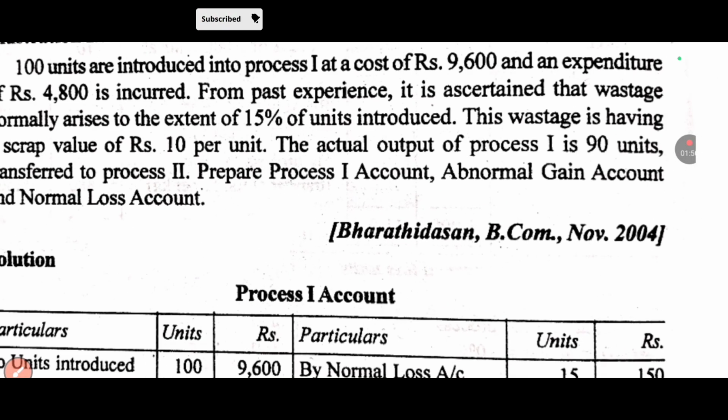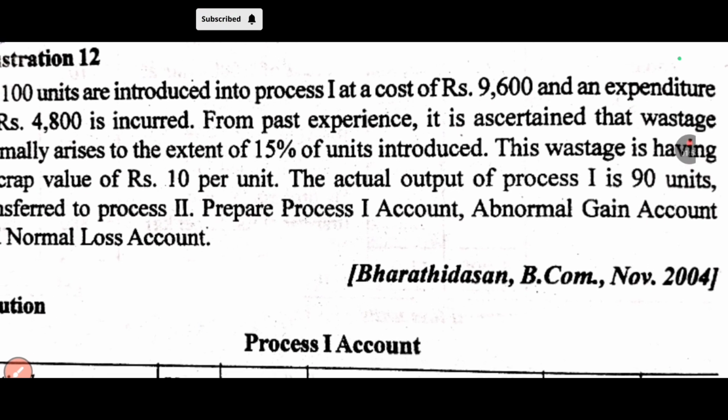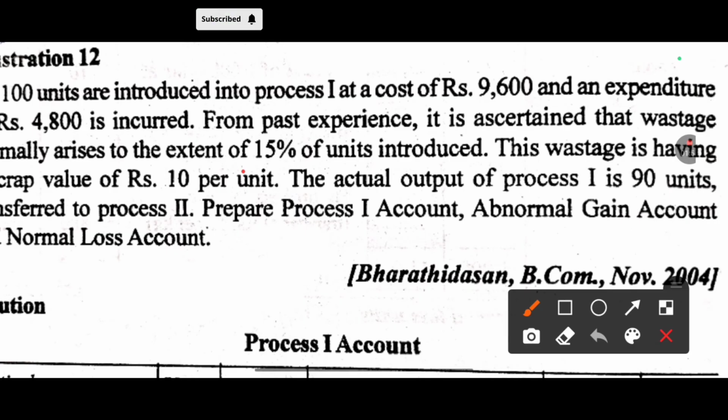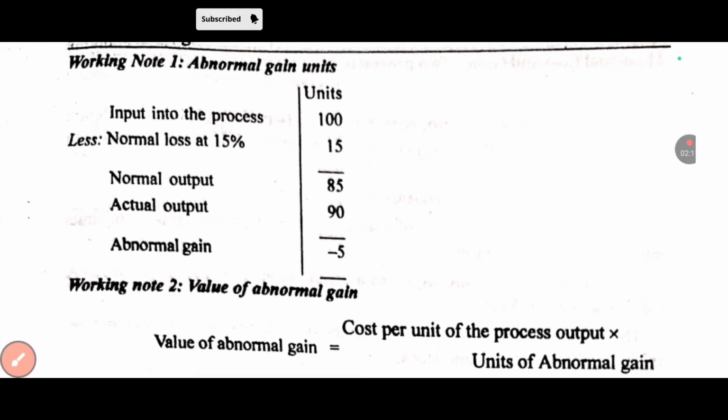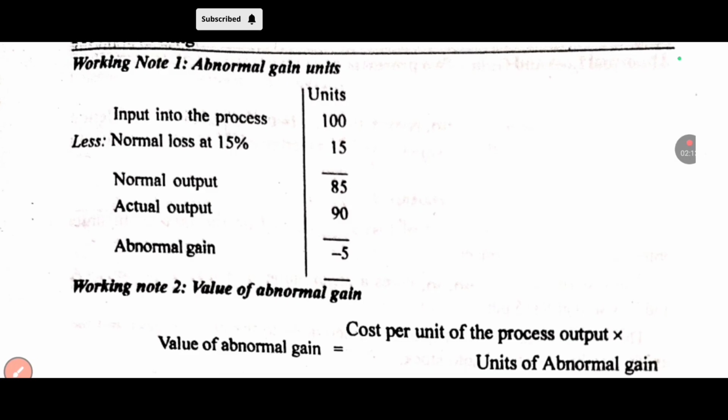Okay, let's come to the question. What is given? Look here. 15% normal loss is given, and the actual output is 90 units. It is transferred to the process 2 account, and the scrap value of 10 rupees is given. So now we do the calculation through a working note to find out abnormal gain.